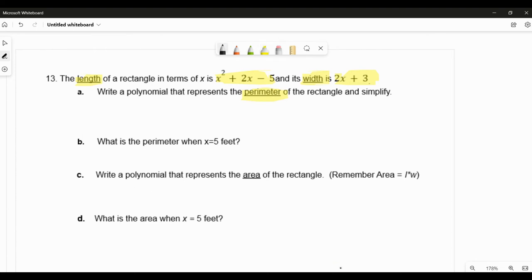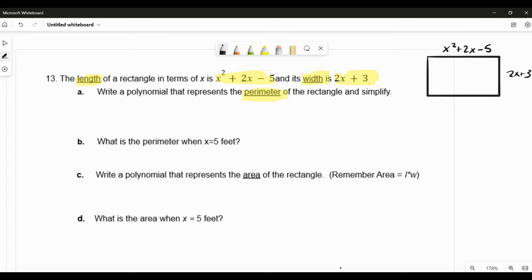Now, if you're like me, you probably struggle with word problems. And so my strategy is, if it is trying to talk about a picture of something, in this case a rectangle, I'll actually just draw a rectangle so I can think about it. So let me draw a rectangle over here for reference. I know that the length of my rectangle, because it tells me, is x squared plus 2x minus 5. I'm told the width is 2x plus 3.